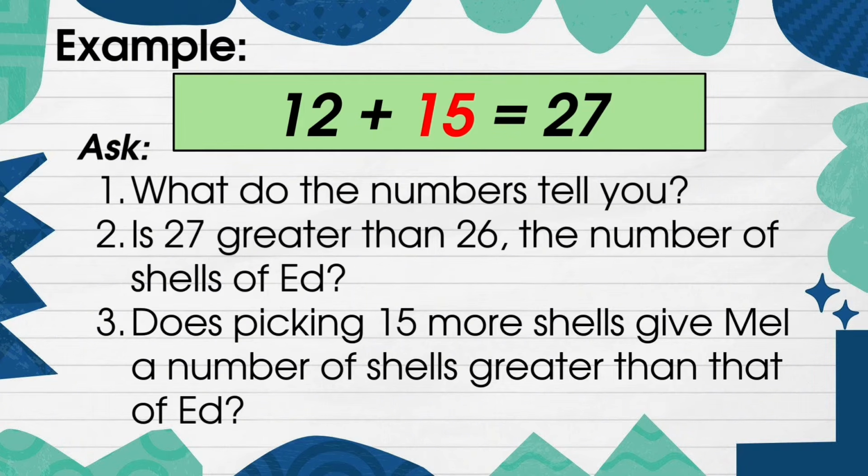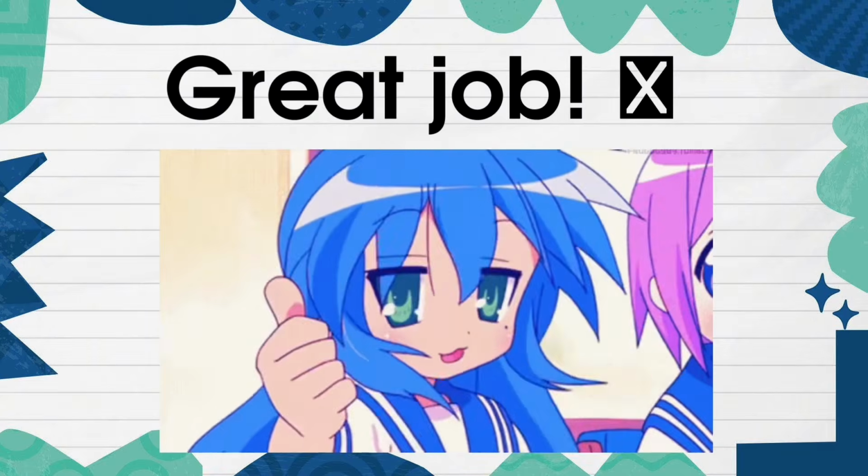Here is an example. 12 plus 15 is equal to 27. Now let's answer the following question. Number 1. What do the numbers tell you? Number 2. Is 27 greater than 26? The number of shells of Ed. Number 3. Does picking 15 more shells give Mel a number of shells greater than that of Ed? Great job!